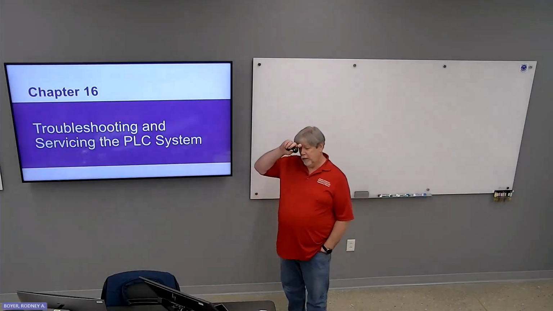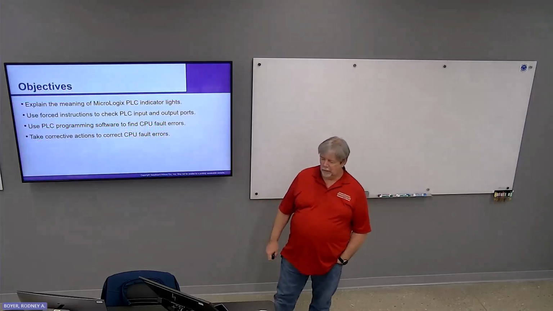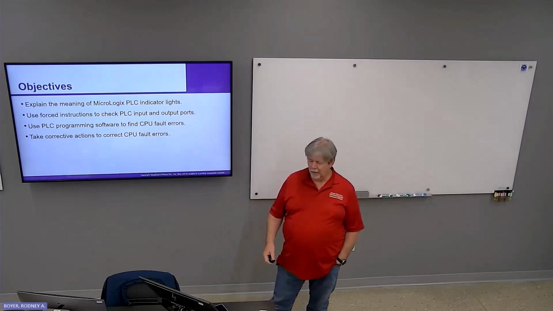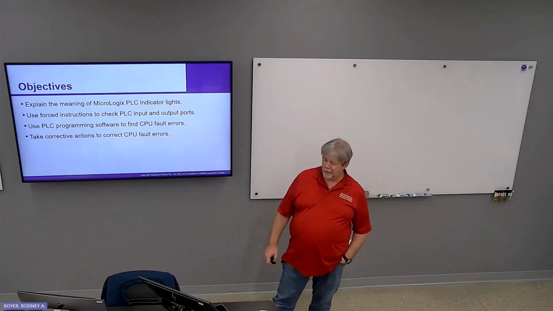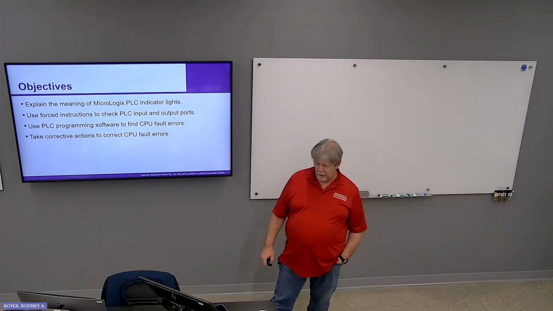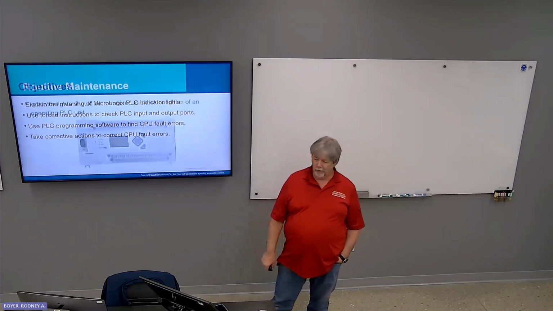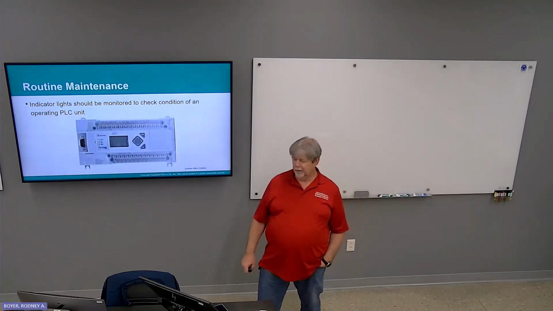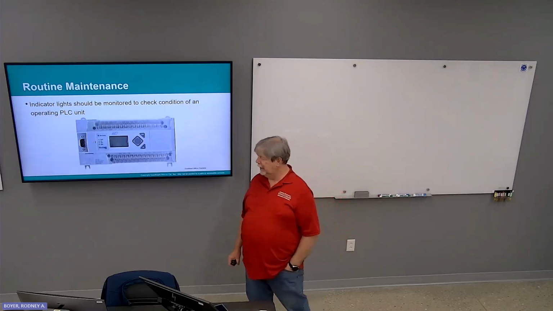Chapter 16, Troubleshooting and Servicing the PLC System. Objectives are to explain the meaning of MicroLogix PLC indicator lights, use force instructions to check PLC input and output, use PLC programming software to find CPU fault errors, take corrective actions to correct the fault errors. Routine maintenance. Indicator lights should be monitored to check the condition of an operating PLC unit.